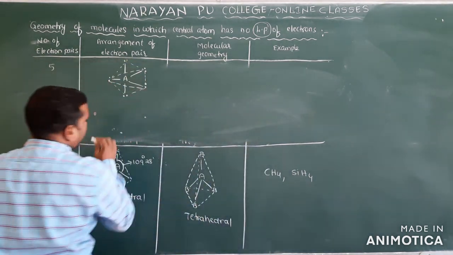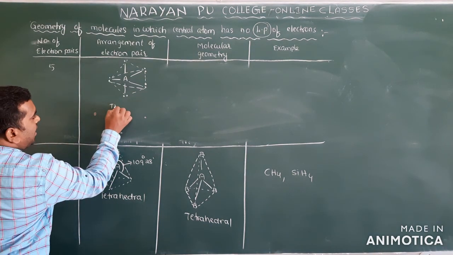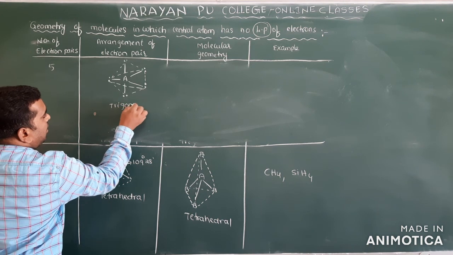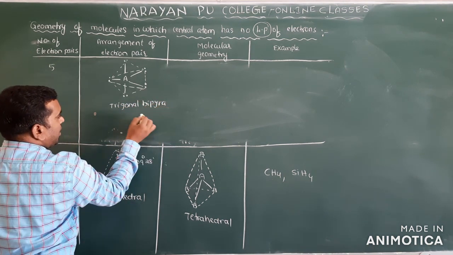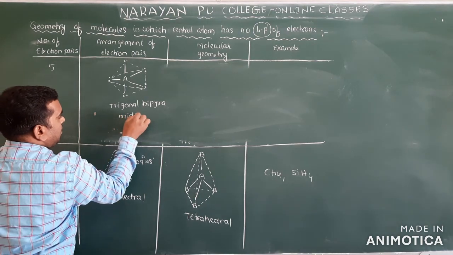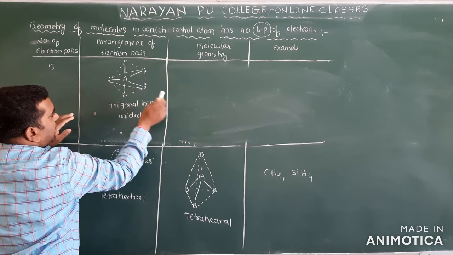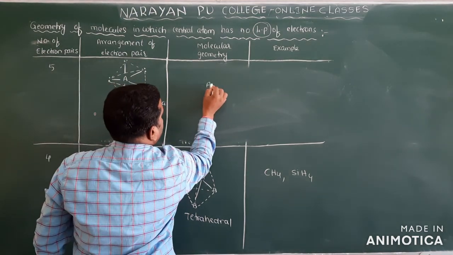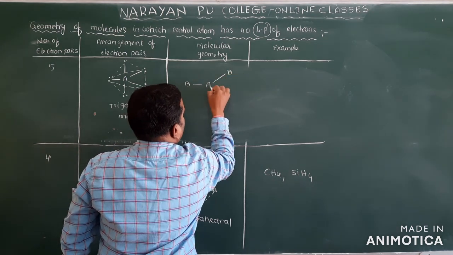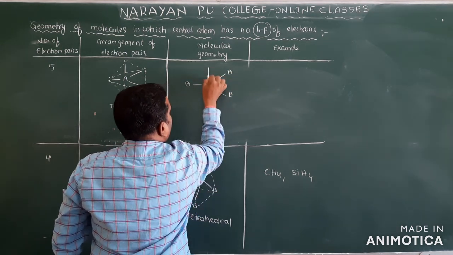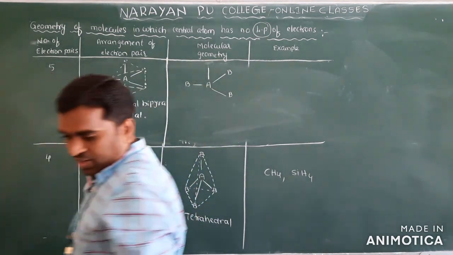What will we call this? Trigonal bipyramidal. Two pyramids are there. Clear? Here you see, this is a triangle. I will write it very clearly. Here B, and then B, and here a B.